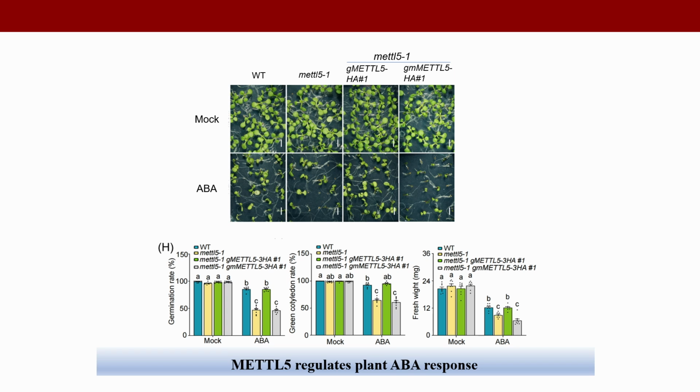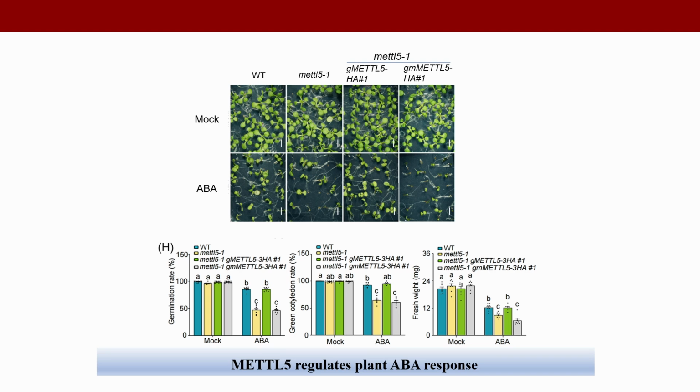METTL5 was required for stress response to ABA. Under ABA treatment, mettl5 mutants exhibited markedly decreased seed germination rates, green cotyledon rates, and seedling fresh weight compared to wild type. Furthermore, the ABA hypersensitivity phenotype of mettl5 was fully rescued by METTL5-HA, but not by the catalytically inactive METTL5-HA construct.